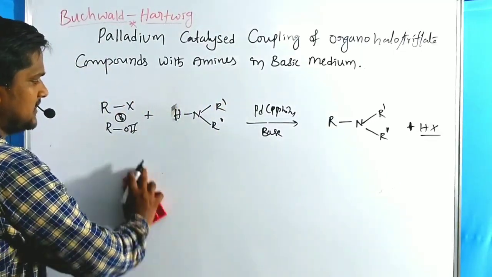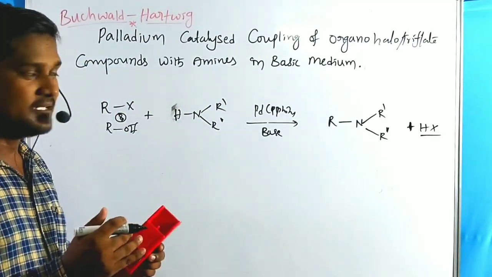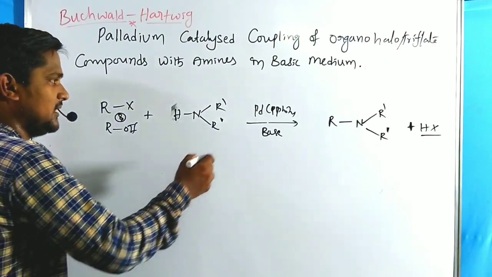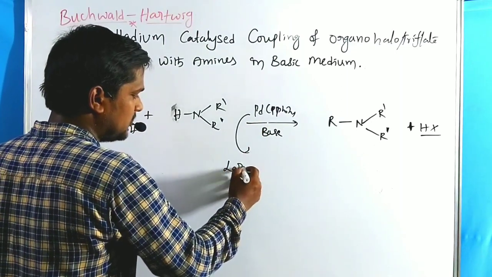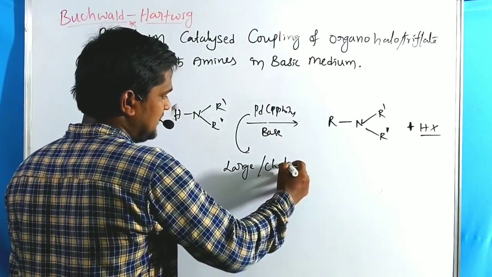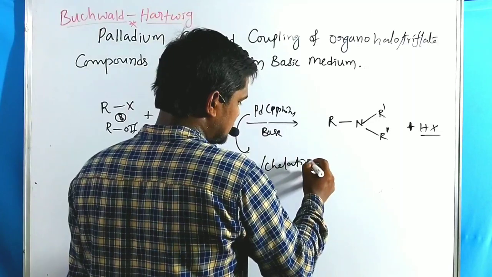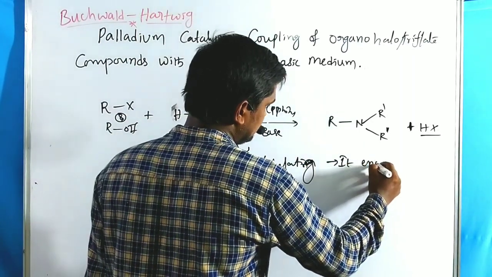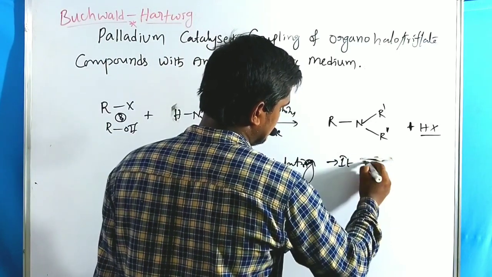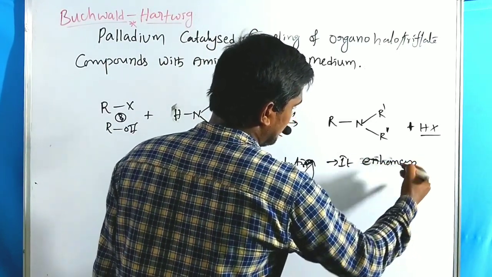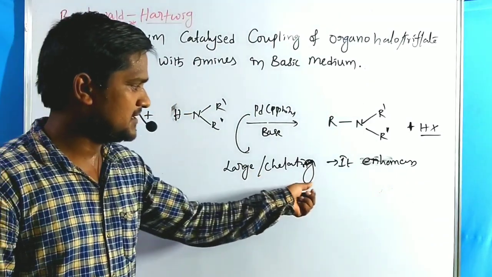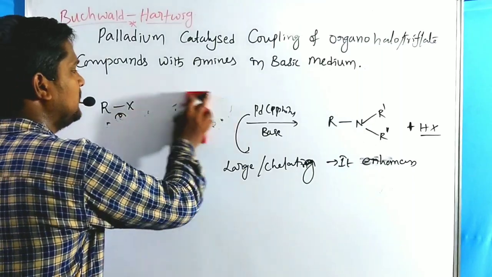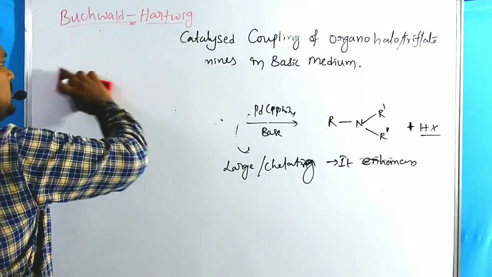Now let us discuss these reactions here. It proceeds through bulky and chelating ligands only. Here the palladium is in the form of bulky as well as chelating ligands. In presence of bulky and chelating ligands, it enhances the rate. Okay, now let us discuss the Tolman cyclization of the Buchwald-Hartwig reaction.